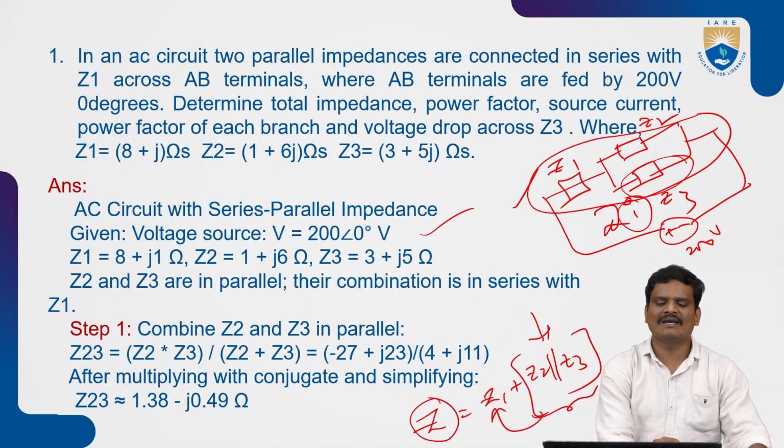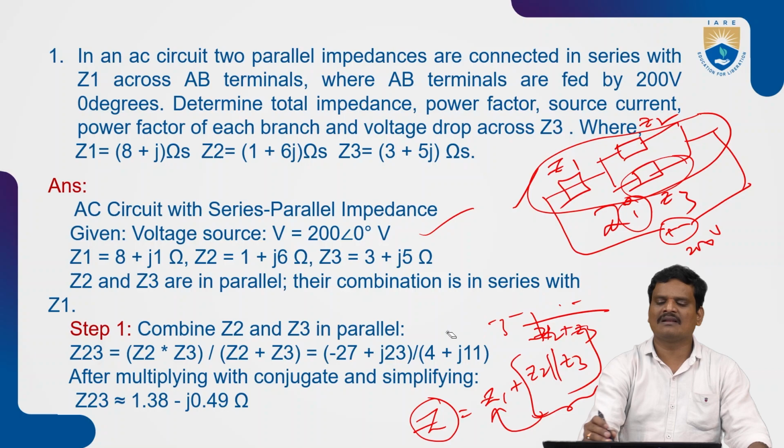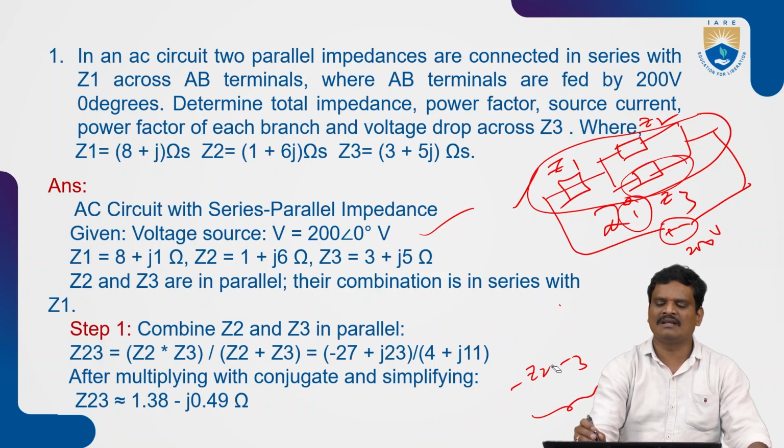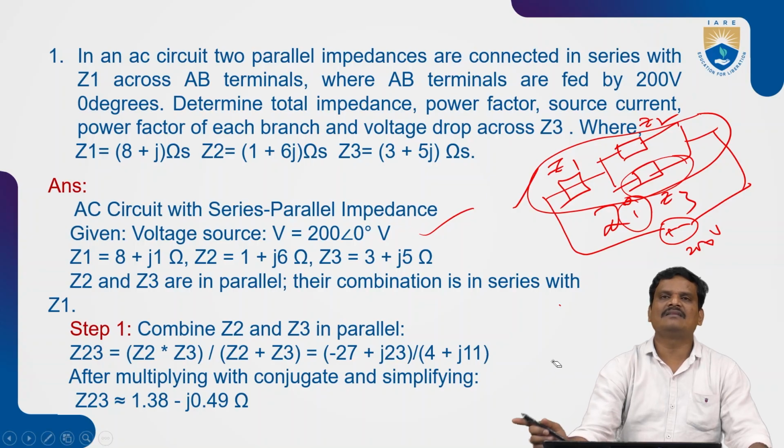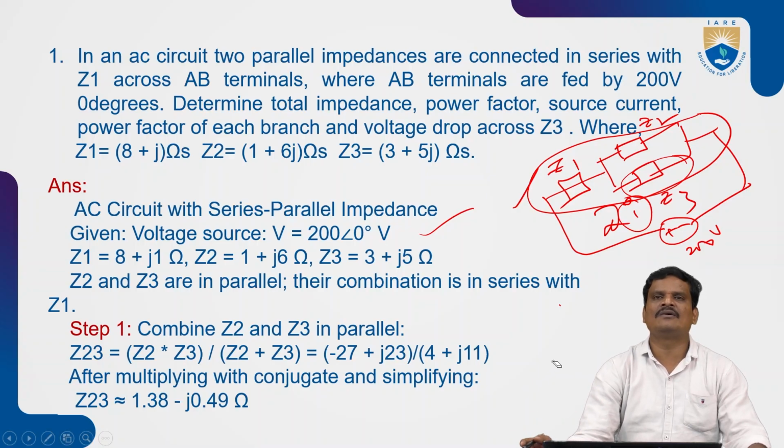When I calculate the value of Z2 in parallel with Z3, when two impedances are connected in parallel, it is taken as Z2 into Z3 divided by Z2 plus Z3. So first I will calculate the value of the parallel combination impedance of Z2 and Z3. Then we will add that to the value of Z1 in order to get the total impedance offered by the circuit.